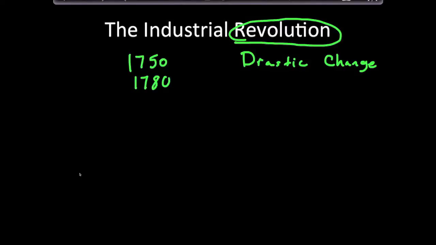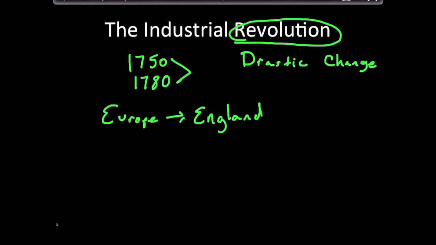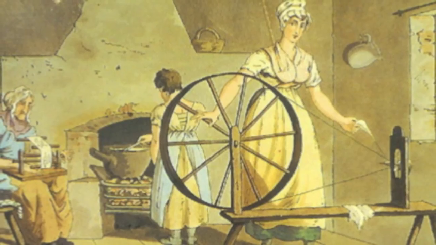Some sources say 1780, but it was in the mid 1700s in this range. And the Industrial Revolution began in Europe, in England specifically. What was the revolution? What was the change? And the change was moving from a system in which goods were made in what we called the cottage system. And that's when goods were made in people's houses or homes.